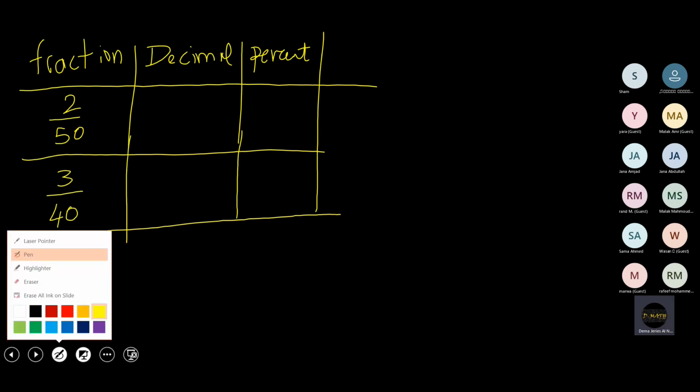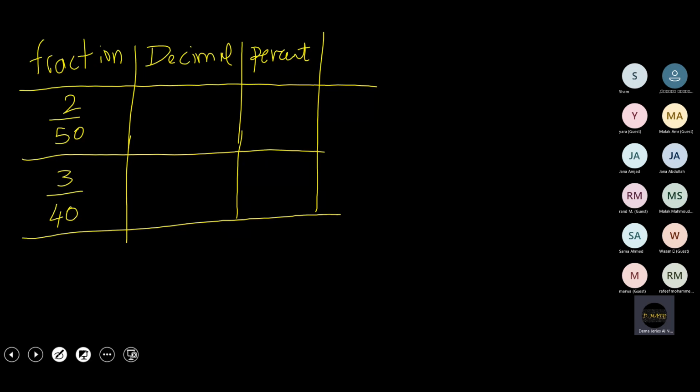Now, on the first case here, 2 over 50. In order to write it as a decimal, you must write it as a fraction over 100. Before that, let's write it as a percent. If you have 2 over 50, how will you write it as a percent? You multiply 50 by what? By 2, up and down. So it will be 4 over 100. When it is 4 over 100, you will say it is 4%.